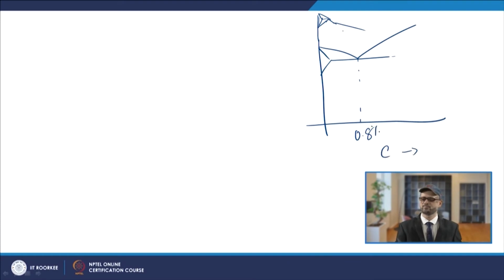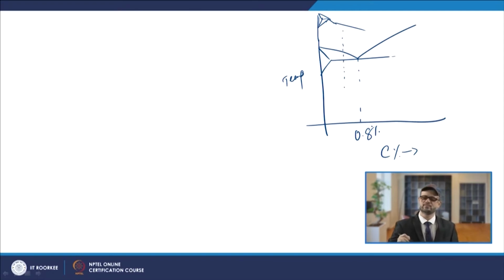So this is carbon percentage and this is your temperature. When you are on this side, what you see is the pearlite, and on this side you have the cementite. So the formation from this austenitic zone, when it comes below this temperature, you will have the formation of pearlite and cementite on this side.